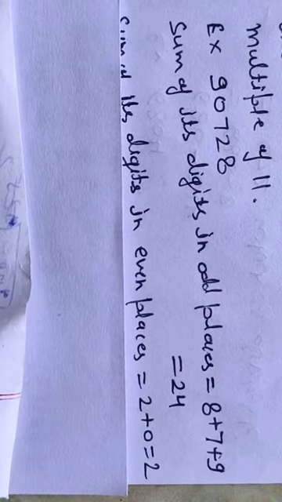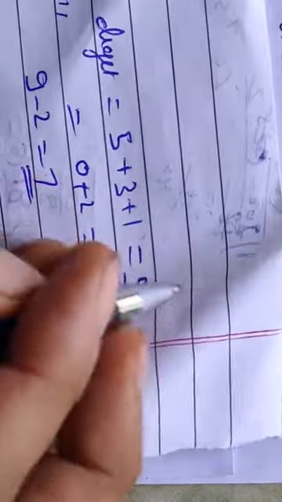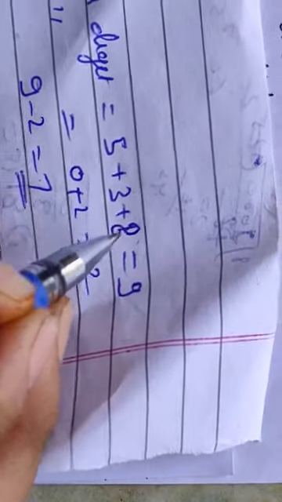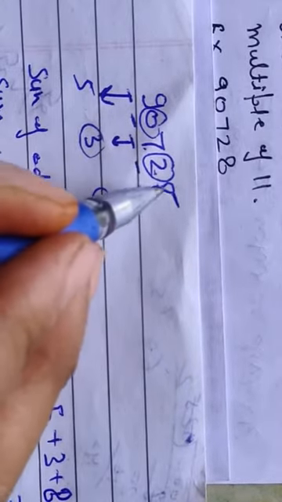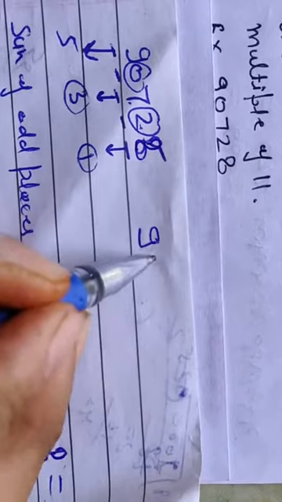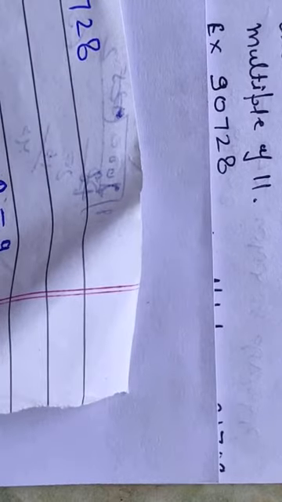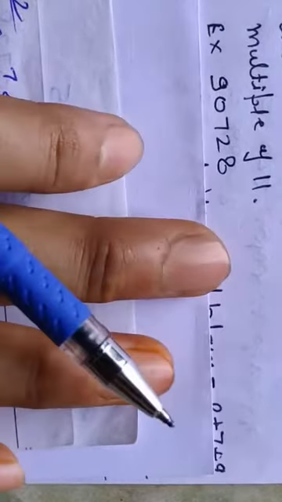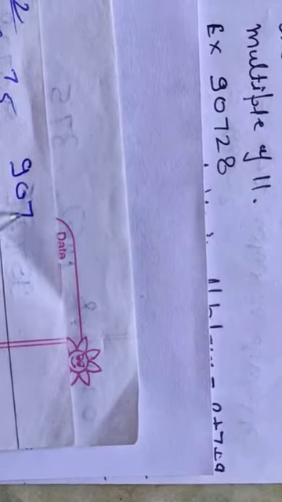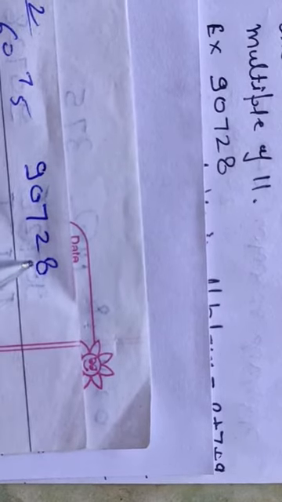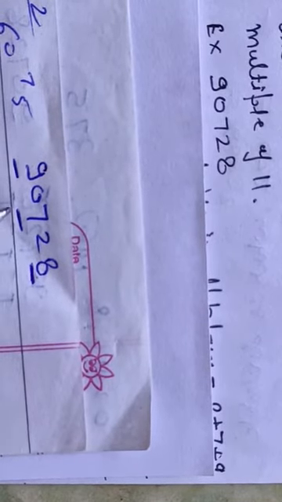90728, sum of its digits in odd place is 8, sorry. This number is 8, not 1. Okay, it is 8. The number is, see again, 90728. So the sum will be 5, I wrote it wrong. Okay, you please check again, we made a mistake. The number is 90728. So 1st place, 3rd place, 5th place means odd place.